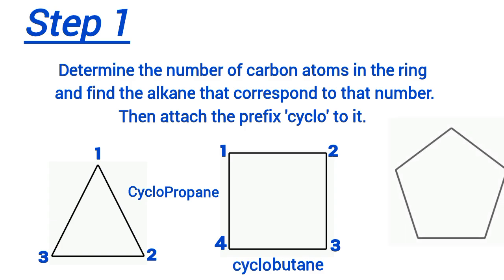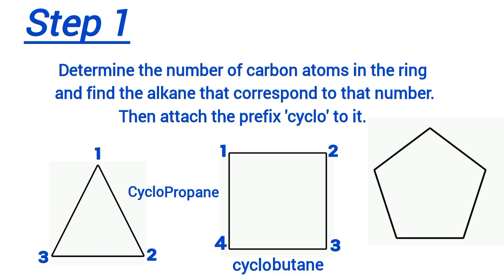So this is cyclobutane. Let's also look at this. Here we have 1, 2, 3, 4, 5. An alkane with 5 carbon atoms is pentane. Attaching the prefix cyclo, this becomes cyclopentane. So this is cyclopentane. We also have cyclohexane, cycloheptane, cyclooctane, and so on.